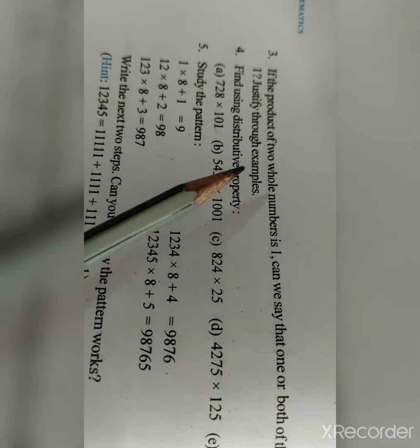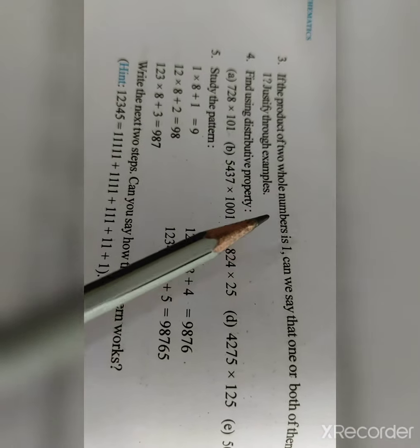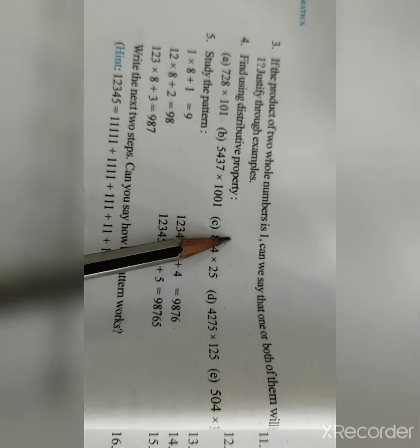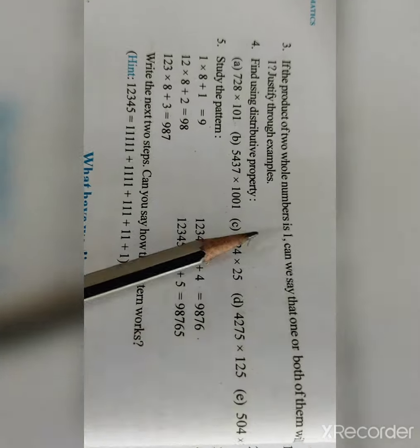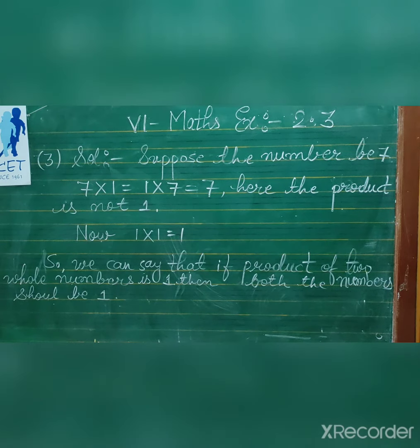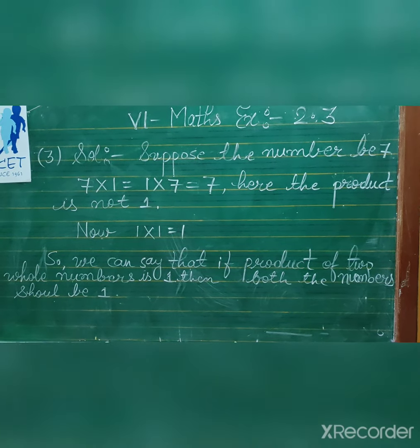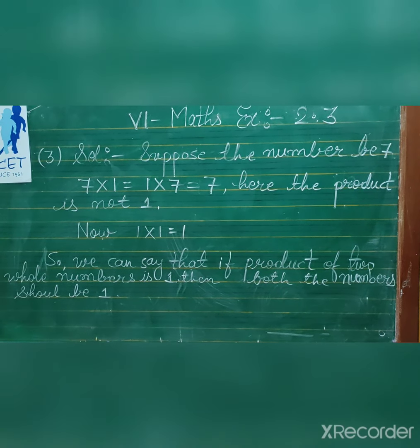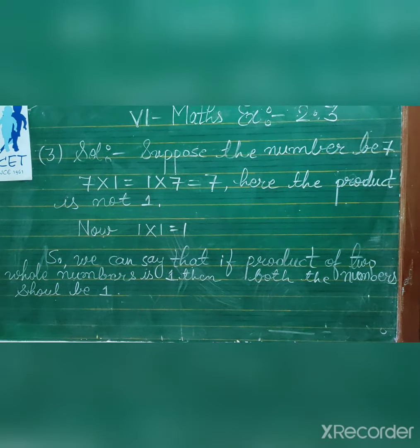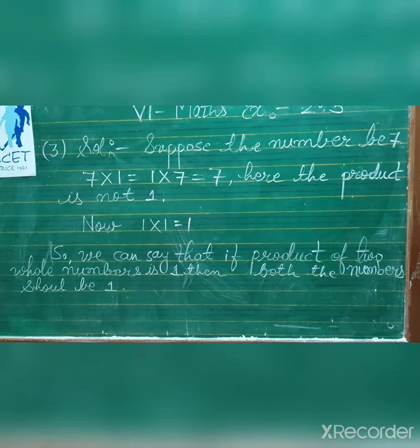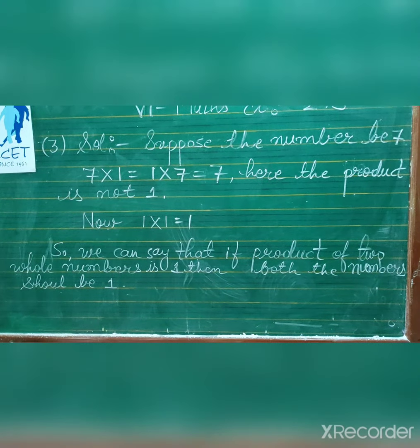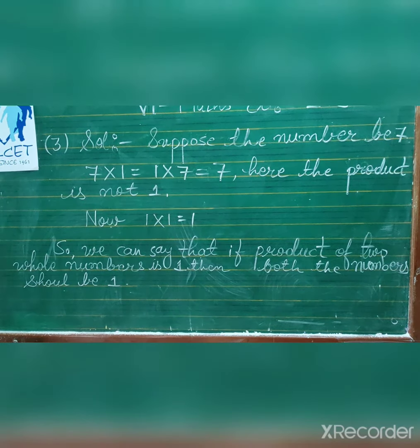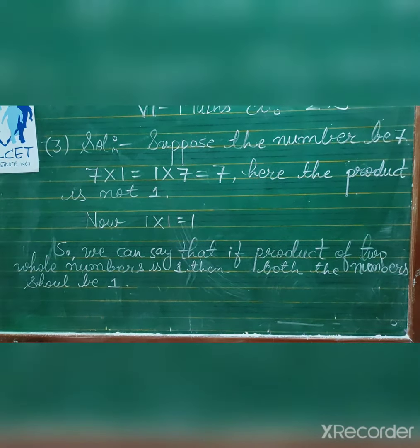And here it is written clearly, if the product of two whole numbers is 1, can we say that one or both of them will be 1? Justify through examples. Examples I am giving you. Now third question, suppose the number be 7. 7 into 1 or 1 into 7 equal to 7. Here the product is not 1. Now 1 into 1 is equal to 1. So we can say that if the product of two whole numbers is 1, then both the numbers should be 1.